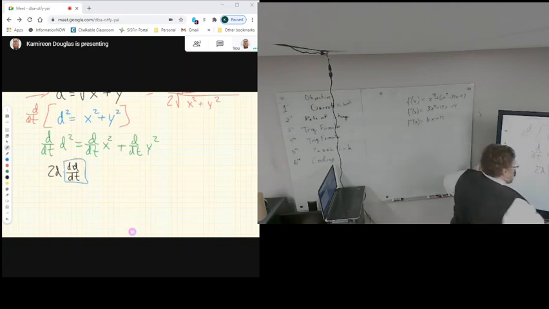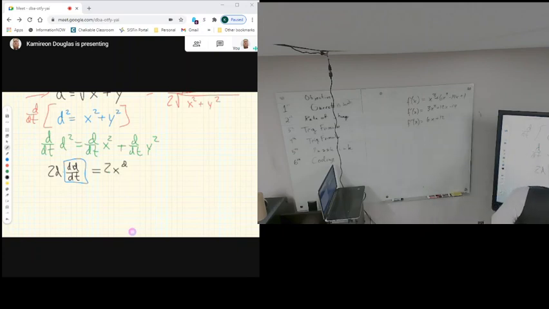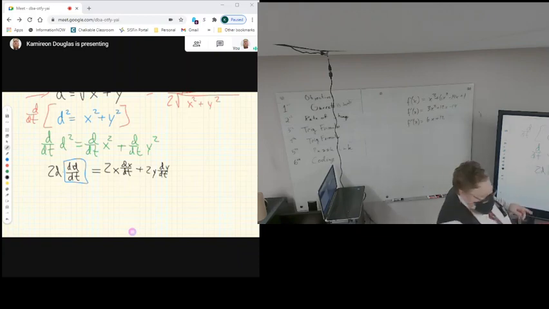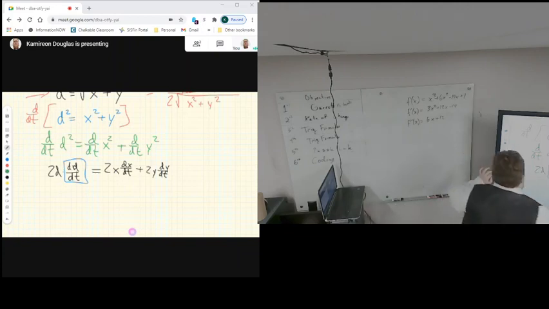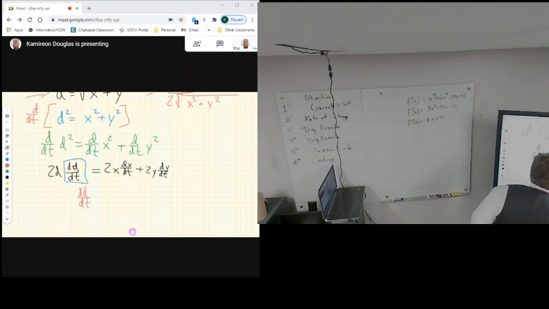Equals. So the derivative of x squared would be 2x dx dt. The derivative of y squared would be 2y dy dt. Well, if I want to get dd dt by itself, all I have to do is divide by 2d. That makes a lot of sense. So I'm going to do that. dd dt is equal to 2x dx dt plus 2y dy dt all over 2d.